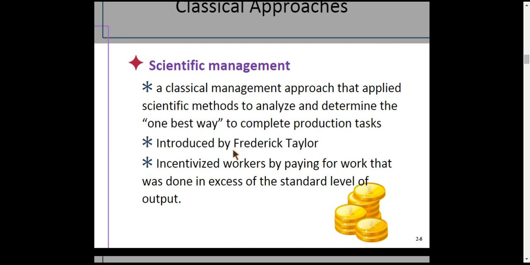And so he also came up with the idea of incentivizing workers by paying for work that was done in excess of the standard level of output. So if your job's description said you need to create 100 blocks of lumber a day, that's your quota. And say at the end of the day, you created 110. You might get paid, say 10 cents for those extra 10, and you've got an extra $1. Incentivizing people to work harder and to be more efficient.